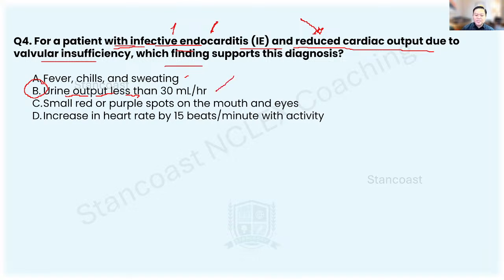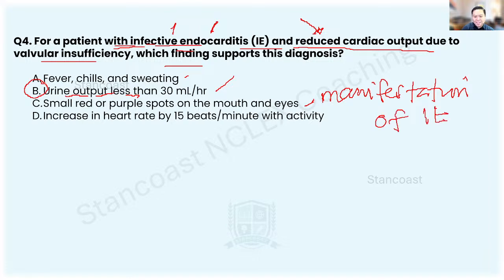Now, if you had answered letter C, small red spots, these are your petechiae, right? These are manifestations of infective endocarditis, but not necessarily manifestations of a reduced cardiac output. All right? Only about IE.